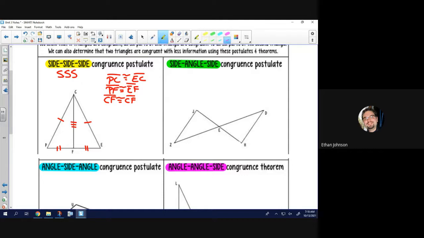And as a reminder, this congruency that we just said is called the reflexive property of congruence. It's been a while since we looked at it, because we looked at it in Unit 1, but we haven't seen it since. So side, side, side, we've showed and proved that all 3 sides are congruent.